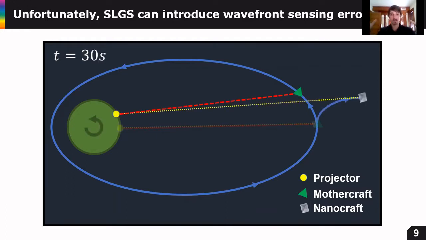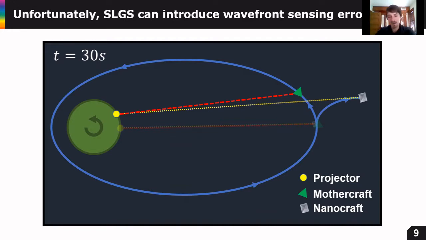After a 30-second period of time, the launch projector will have moved in space because of the rotation of Earth. The mothercraft will have continued in its orbit, and the nanocraft will have begun to accelerate away towards Proxima. And in order for a laser guide star beacon to work, it needs to travel through the same path that the outgoing laser light will see, because it needs to sense the same distortion that the outgoing laser will see.